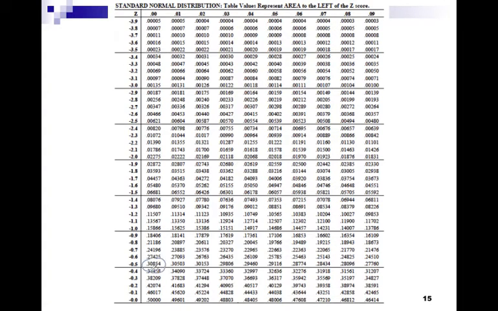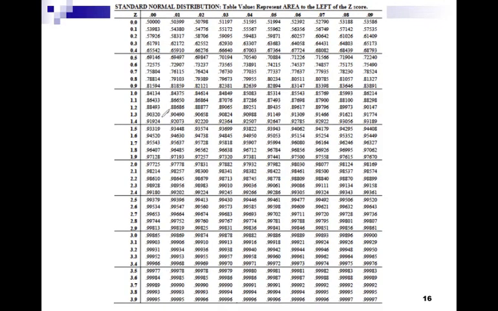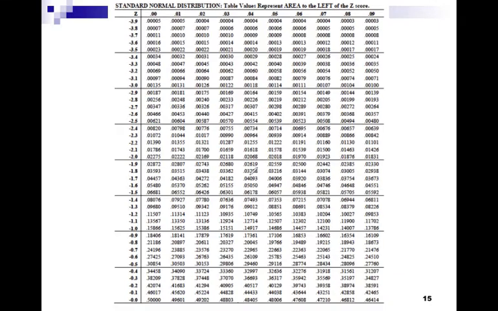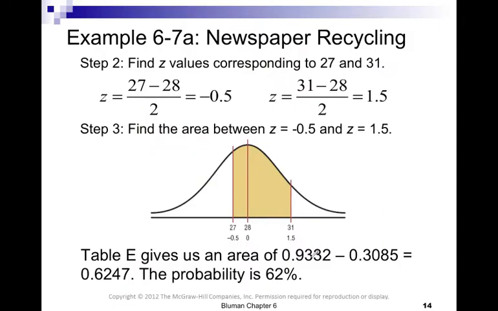0.50. So 0.30854. Okay. And then positive 1.5 is right here. 0.93319. So we've read both the z-scores off the tables. And go back, and those are the numbers they got. They rounded to 4 decimal places instead of 5.